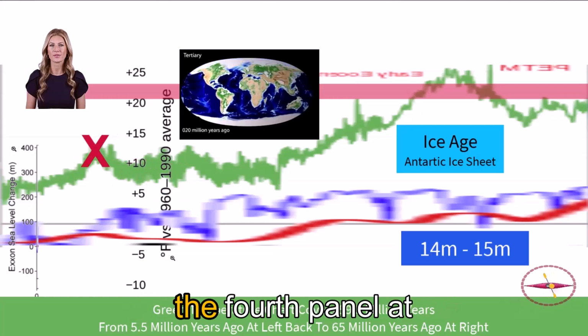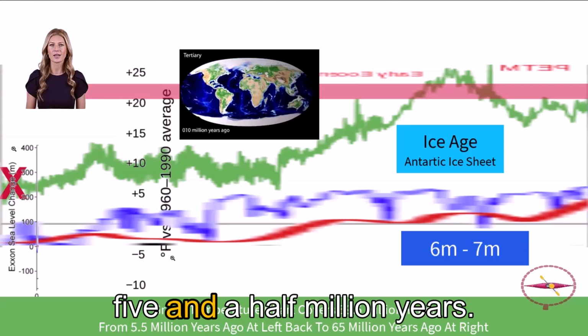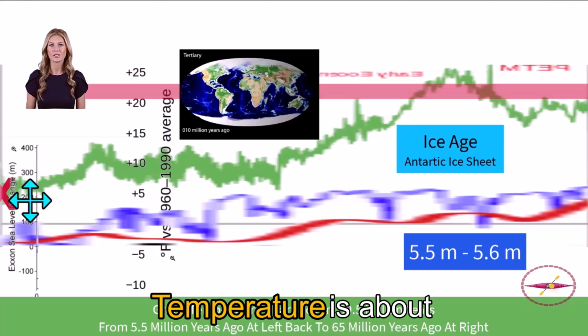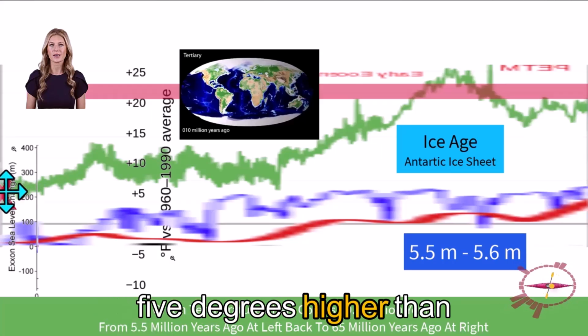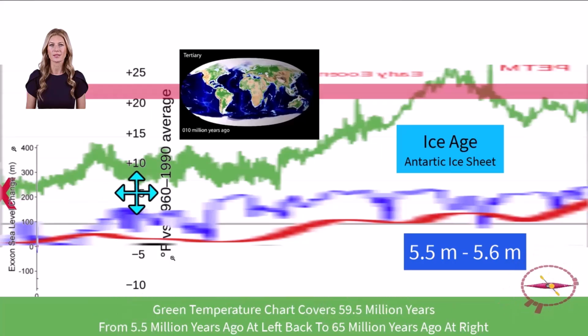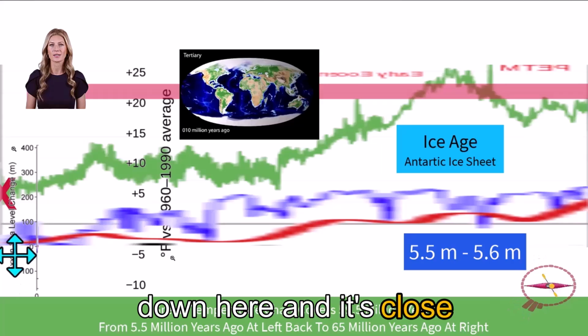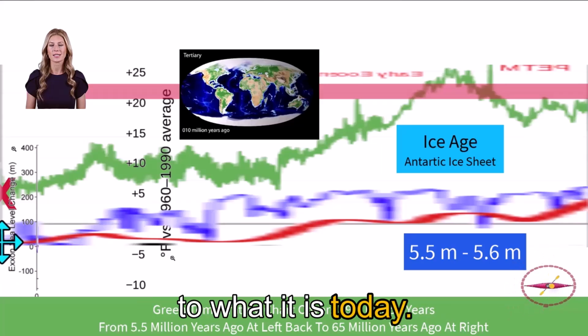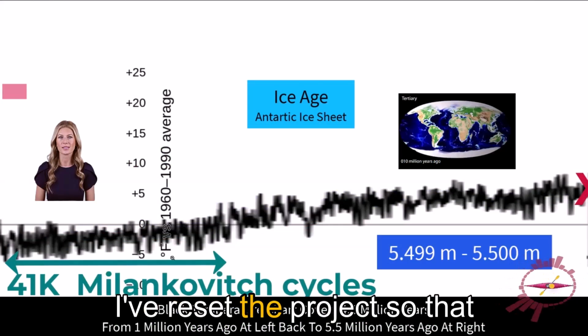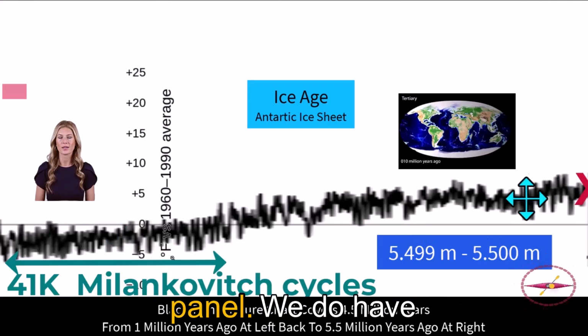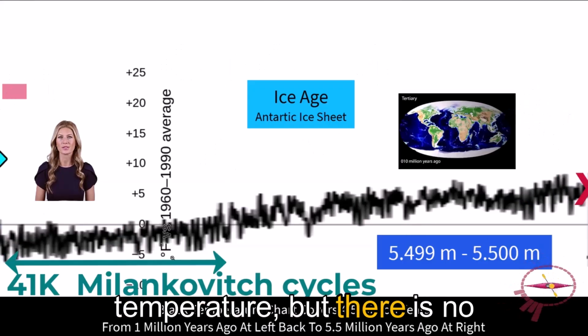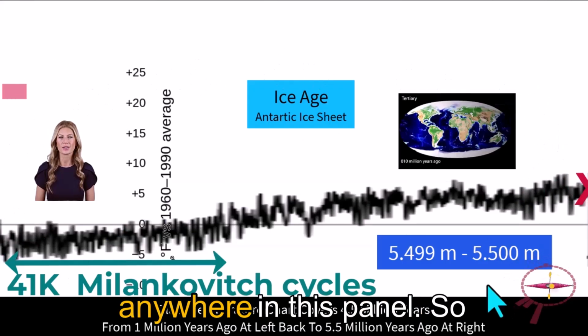We're at the beginning of the 4th panel, at 5.5 million years. Temperature is about 5 degrees higher than today. Sea level is down here, and it's close to what it is today. I've reset the project so that we're at the end of the 3rd panel. We do have temperature, but there is no sea level graph to look at anywhere in this panel.